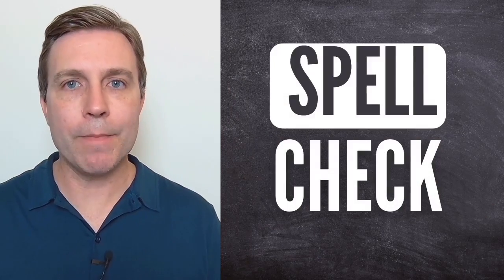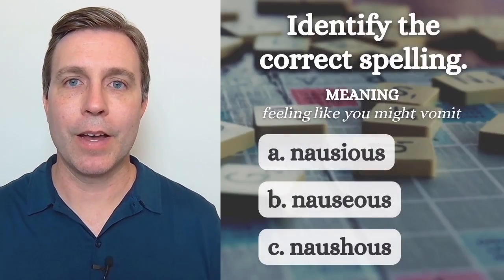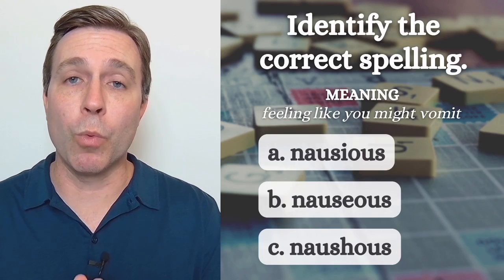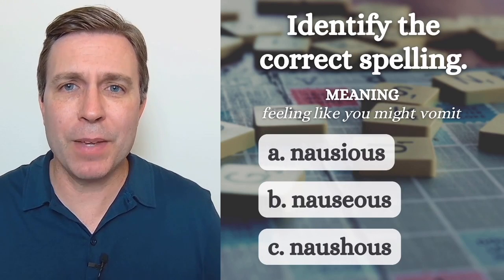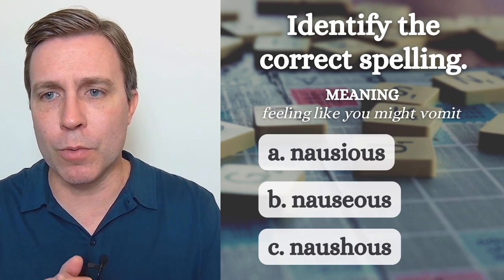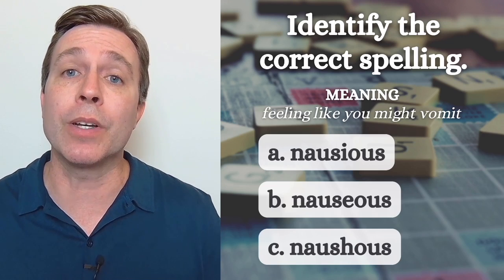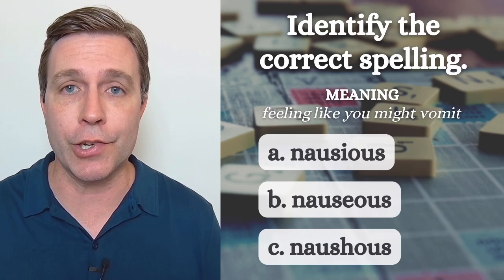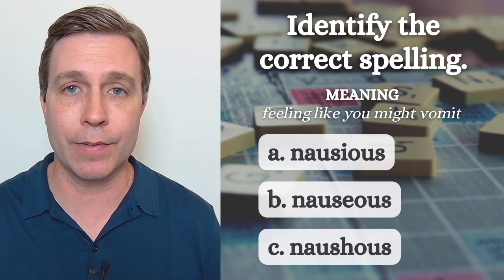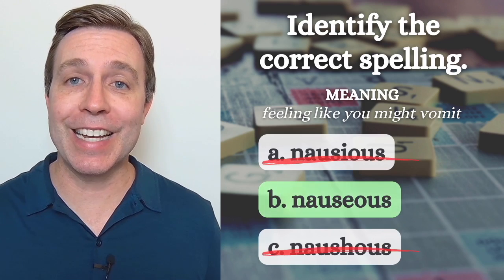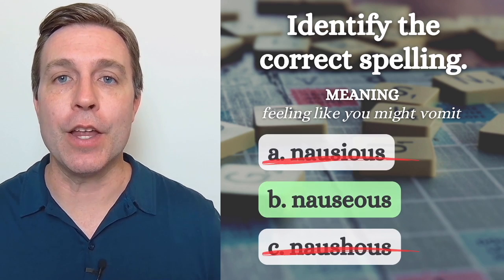All right, it's time for a quick spell check. I'm just going to give you a word, and I want you to identify the correct spelling. I'm giving you the meaning as well. So if you are feeling like you might vomit, you could say that you are nauseous. How do you correctly spell the word nauseous? The correct answer is B, nauseous.